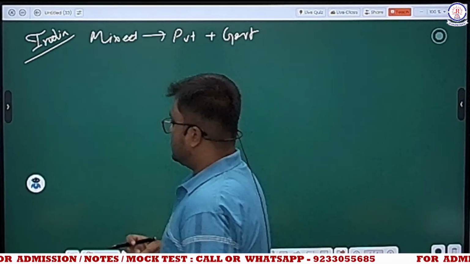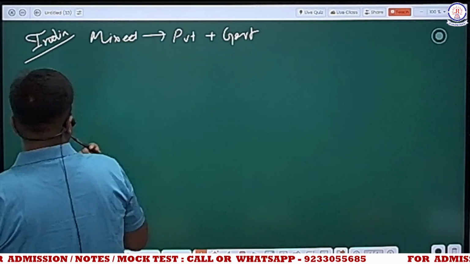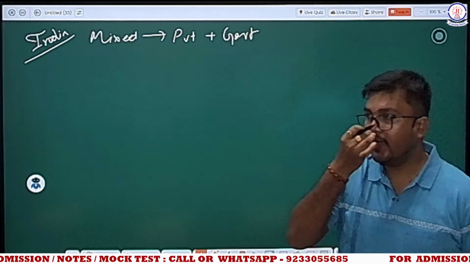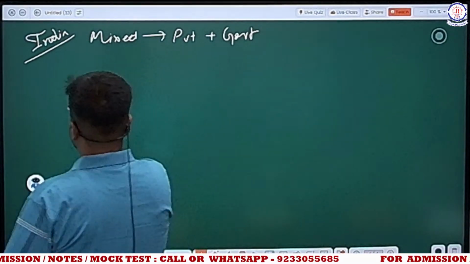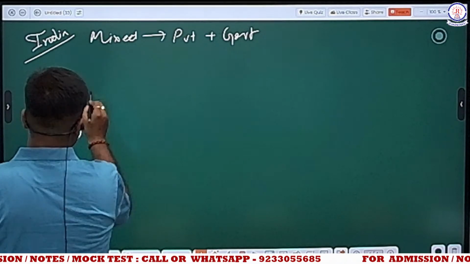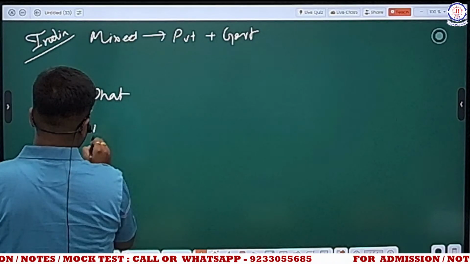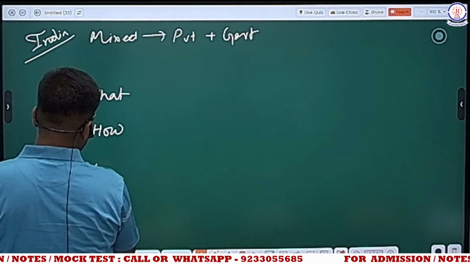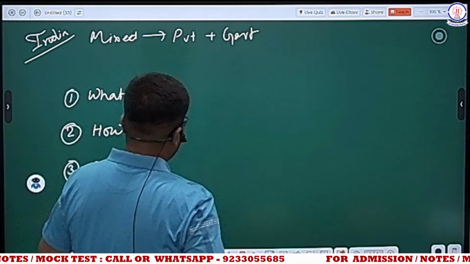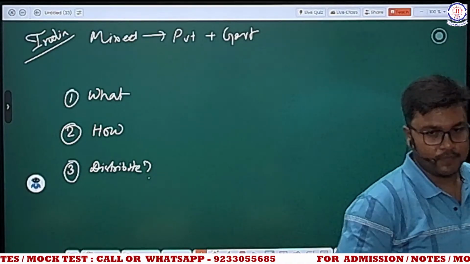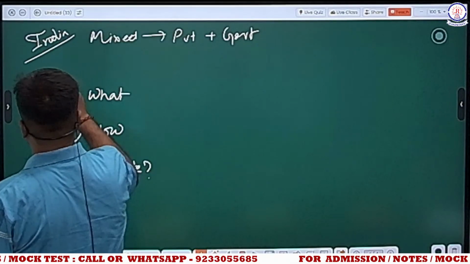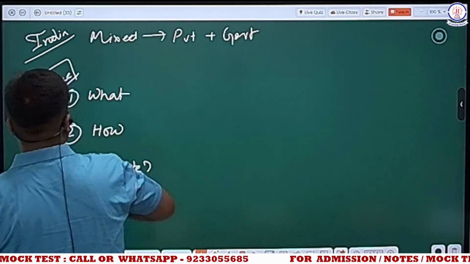Now to differentiate between the two types of economies more, I ask you three questions. First is, what? Second is, how? Third is, who will distribute. Okay, so what am I talking about? All the produce. Now what is produce? I will discuss it in a bit.